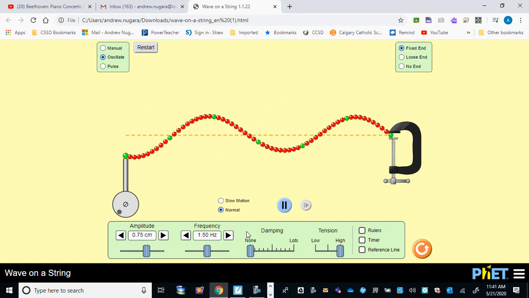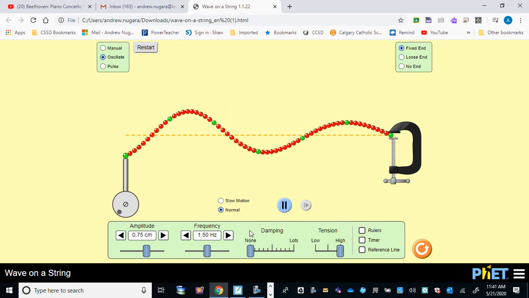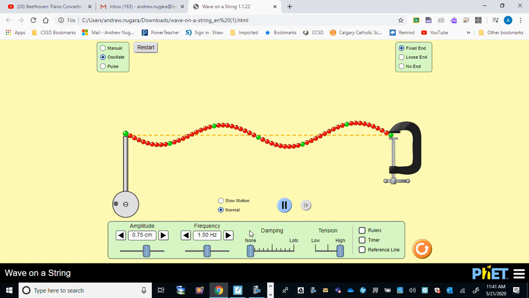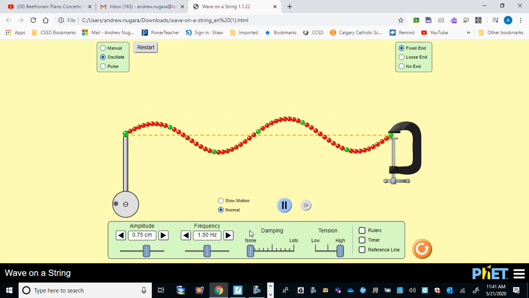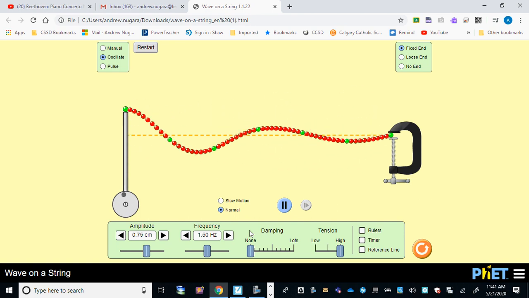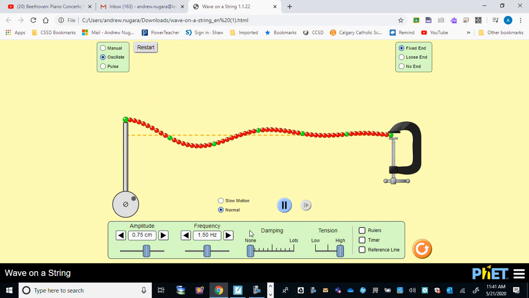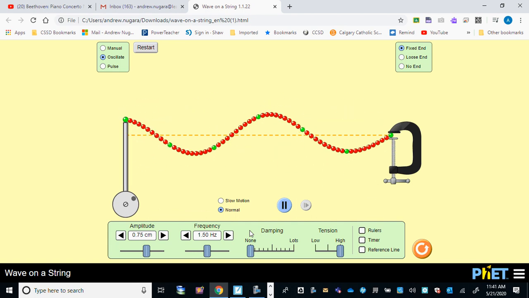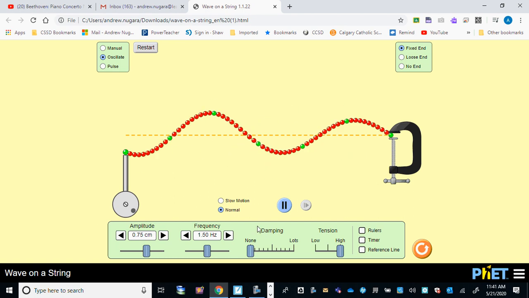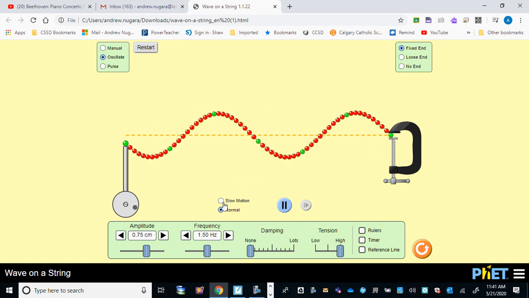There we go. Okay. And you'll notice, let's watch this wave for a second. You'll notice that it seems to be getting bigger and smaller. Sometimes it's big, sometimes it's small. Ooh, it got really small there. And then it gets big, and then it gets small again, and it gets big, and so on. Let's just watch that in slow motion.